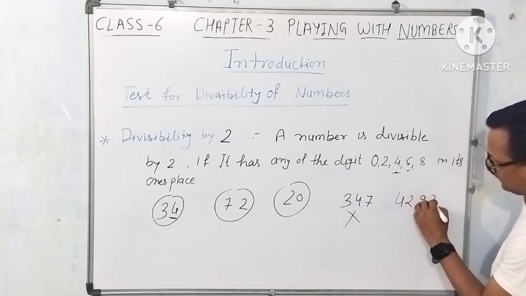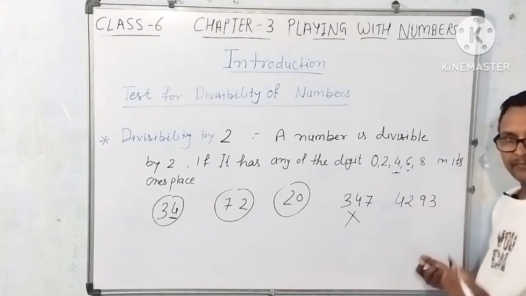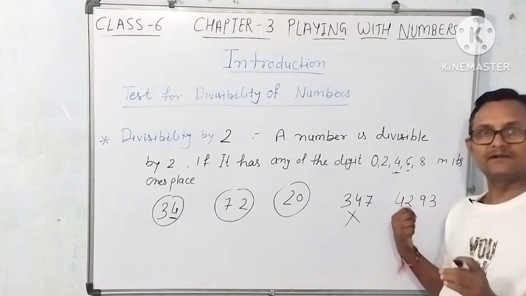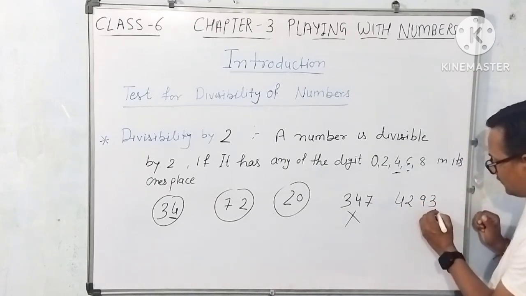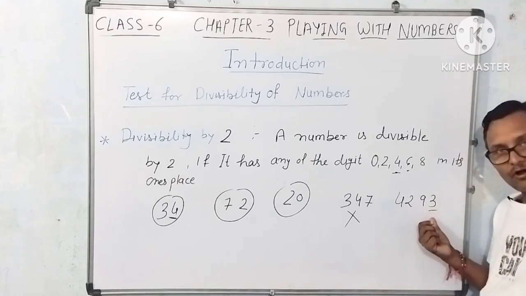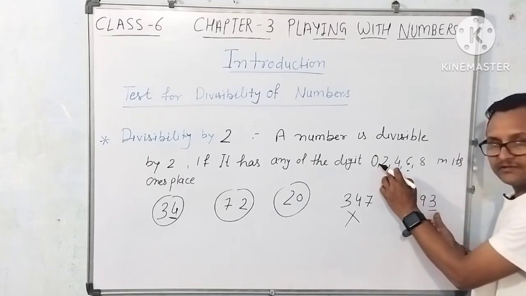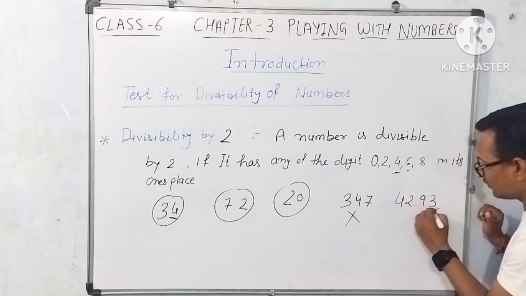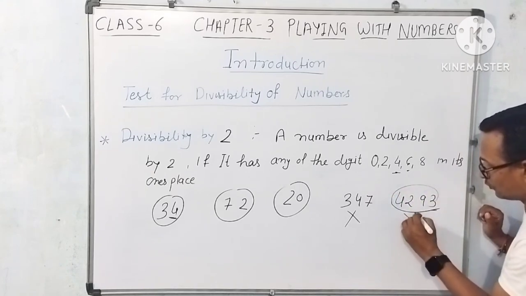4293. Whatever number is there, we have to check only the ones place. 3 is an odd number, so it is not there. So we can say this number is not divisible by 2.